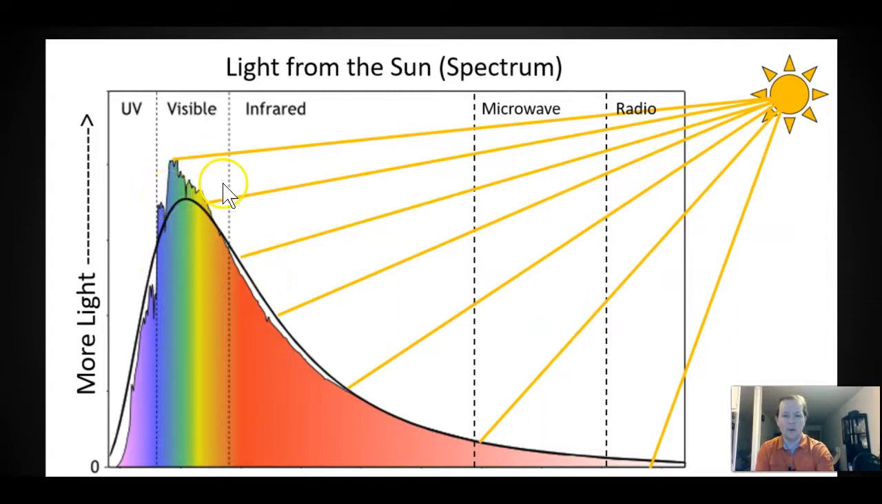We saw this before. Does the sun create infrared? Oh yeah, it does. Look, it creates some infrared. Does it create radio waves? Oh yeah, but oh, look at this. Just a little bit. So this graph tells us the types of light and how much, a little or a lot, of the different types of light from the sun.